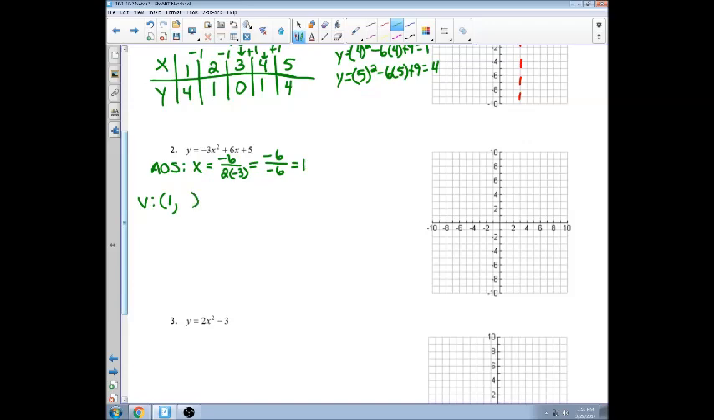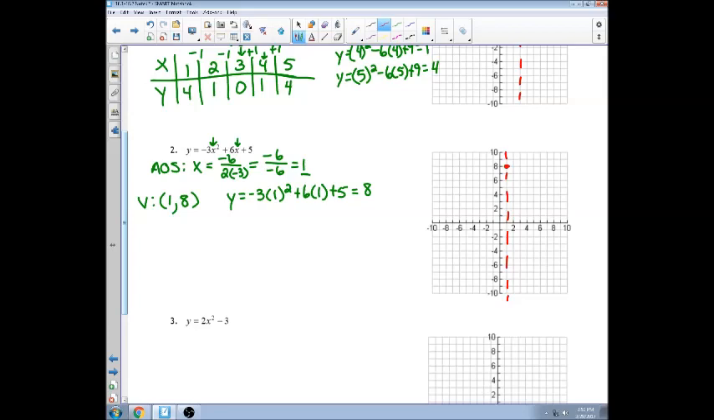I need to find my y value. So I'll take our 1 and plug it back in for all of my x's. So y equals negative 3 times 1 squared plus 6 times 1 plus 5. Type that through in my calculator. I find out that my vertex is at 1, 8. So I go to the right 1 and then I go up to 8. Sorry, I should be using red on that. So there's my vertex. My axis of symmetry is the vertical line that runs through my vertex.